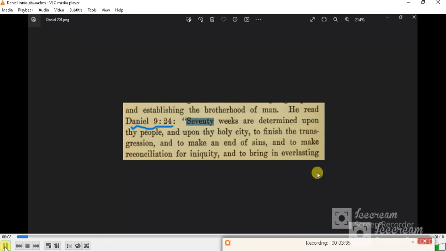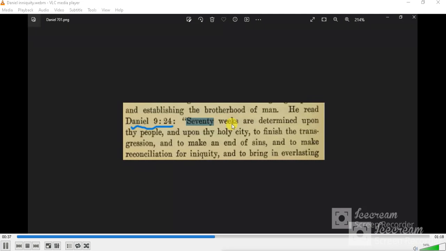Going back to the Daniel quote, or when you read any of these other quotes, or Ezekiel, or any of those biblical prophets, when they're referring to cycles, they use terminology like you see right here in this little screenshot from the Tunnel Through the Air book. To finish the transgression, to make an end of sins, to make reconciliation for iniquity.